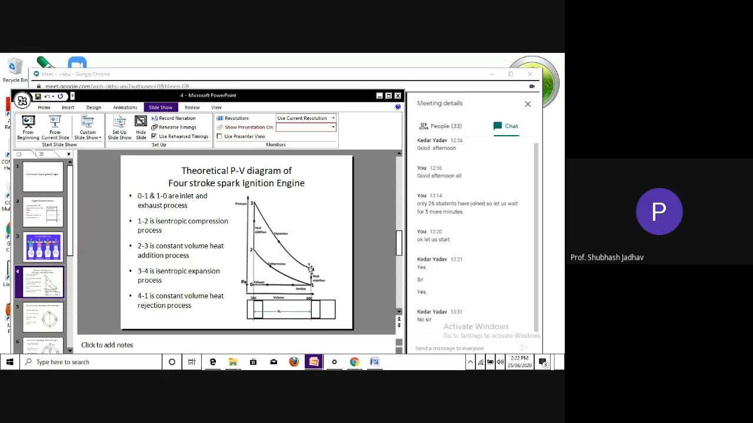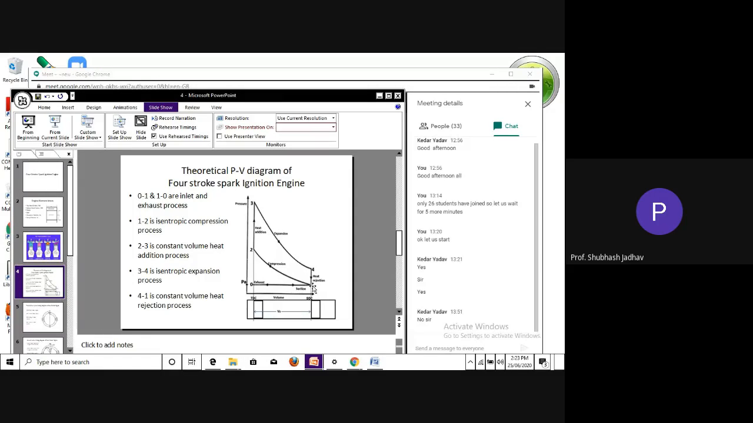And we say thereafter, that is from 4 to 1, that 4 to 1 corresponds to a constant volume heat rejection process. Constant volume, so the volume remains constant. Why? The piston is at BDC. Heat rejection process, so heat is rejected to the low temperature sink. Now what happens when the heat is rejected? What happens to pressure? Pressure comes down. Here we added the heat, and suddenly the pressure shot up. Here we remove the heat, and suddenly the pressure comes down. So suddenly the pressure comes from 4 to 1.